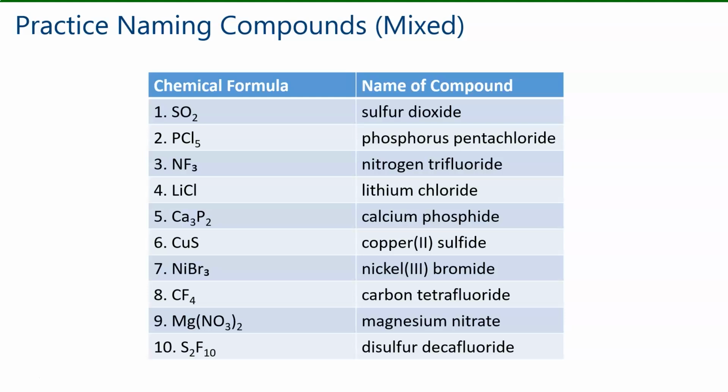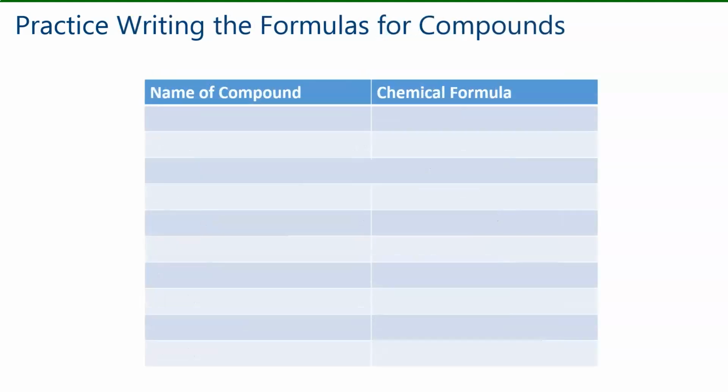If you're having trouble remembering the rules for naming ionic or molecular compounds, go back and rewatch the instructional videos in the lessons for those. Now let's do some practice writing the formulas for compounds. Our first one is dinitrogen trisulfide.